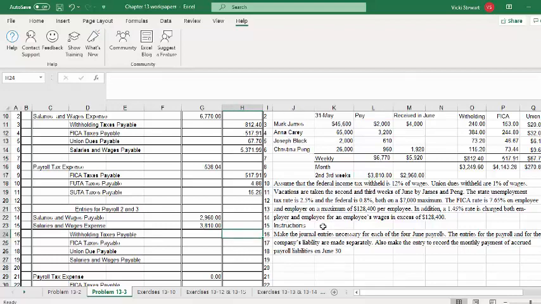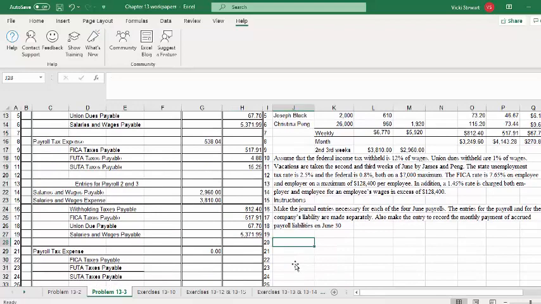Now our withholding tax is going to be exactly the same. Nothing changed. The employees drew the same vacation pay that they earned during the normal week. So our withholding taxes payable would again be $812.40. FICA is the $517.91. The union dues are $67.70, and the net pay is still $5,371.99.